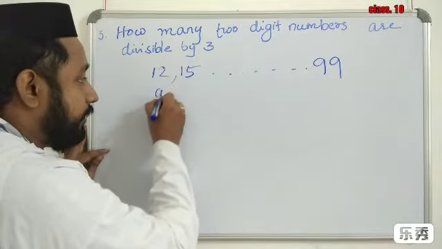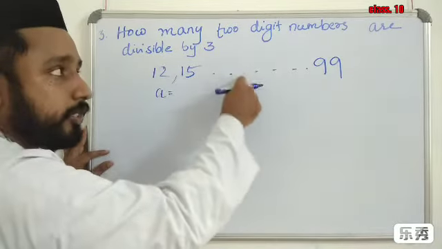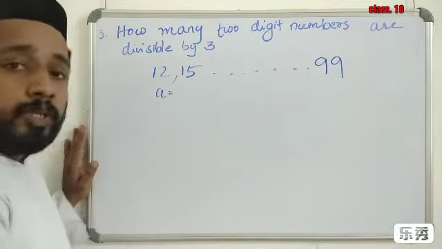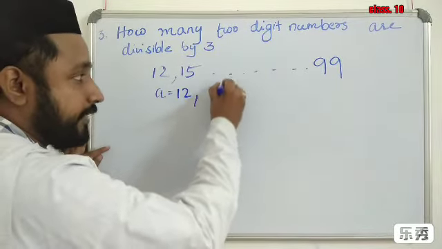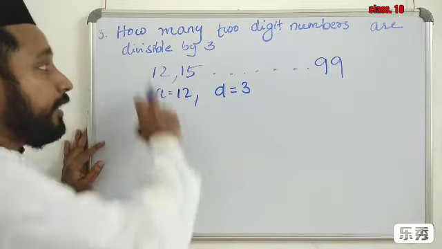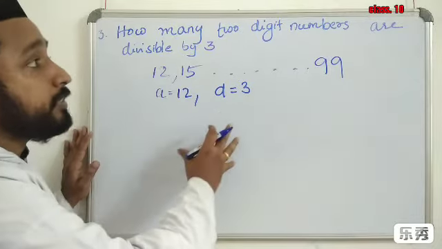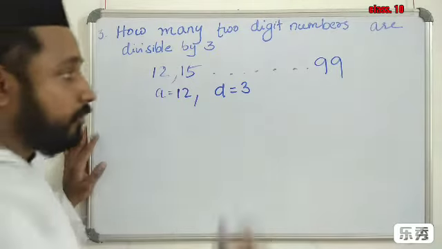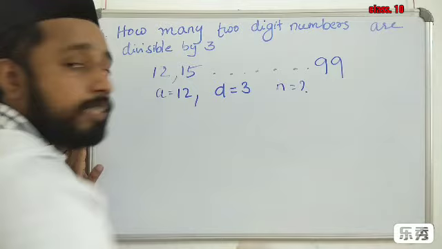This is an AP because 12, 15, next one is 18, 21, 3 is adding. So 12, 15, 18, 21, etc., 99, 3 is adding. So A is equal to 12 and D is equal to 3. Isn't it? 3 is adding, so common difference is 3. Here first term A is equal to 12. How to find the total number of terms? So you have to find N. And we have the last term is 99.